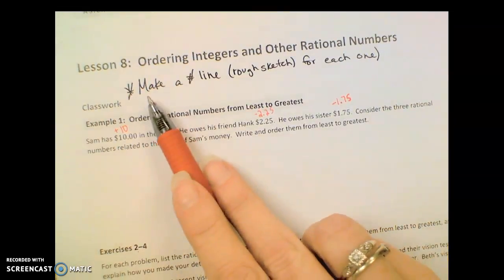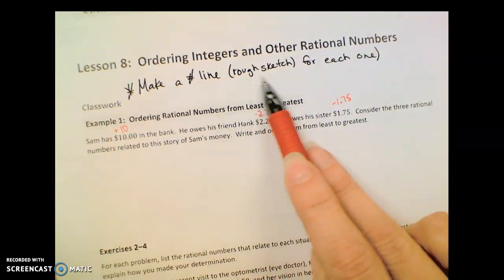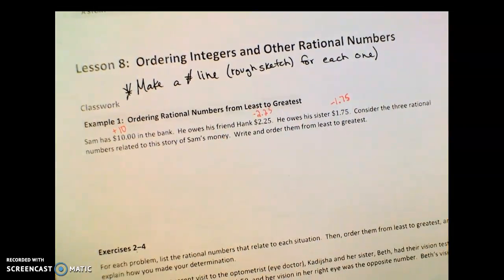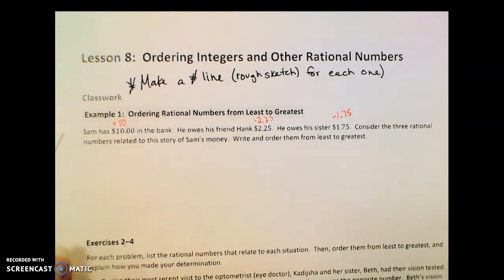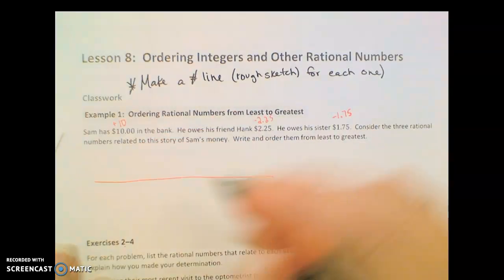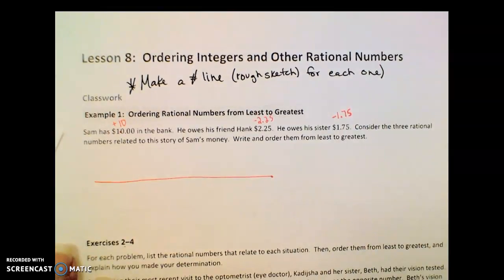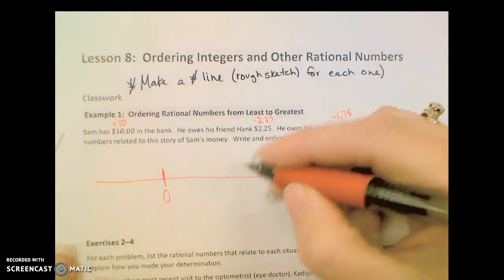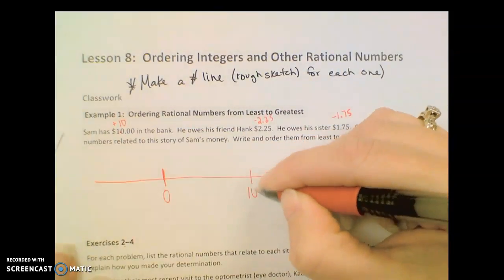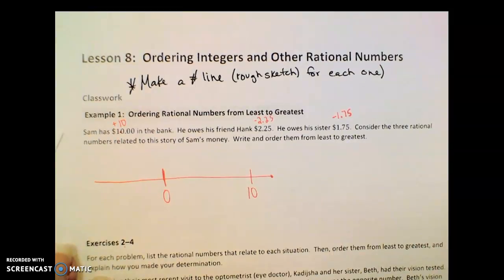And I, again, want you making those number lines, just a rough sketch. It doesn't have to be real specific, but I think that is a really good visual, and the more and more we do of them, the better and better you'll be at them. So right away, I see that I'm dealing with positive and negative numbers, so I know that I need a 0. So I'm going to put a 0 in here. So then $10 is easy to place. It goes to the right, so it's about $10 right there.